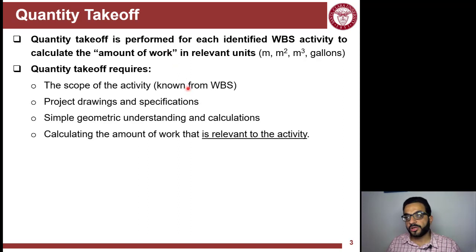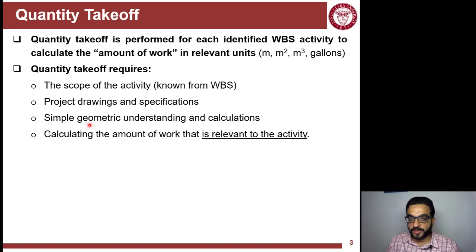So quantity takeoff requires first the scope of the activity. So you need to know what part of the project or what activity you're calculating the quantity for. That's from the WBS. You need to have the project plans and specs as the documents that you can get quantities from, and also be careful about quantifying the different materials if they are specified differently in the specs.